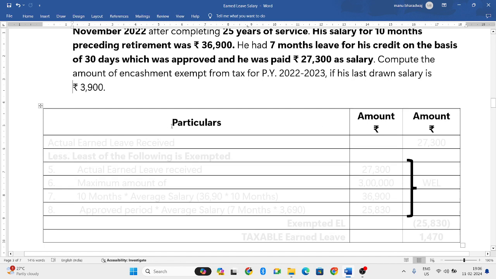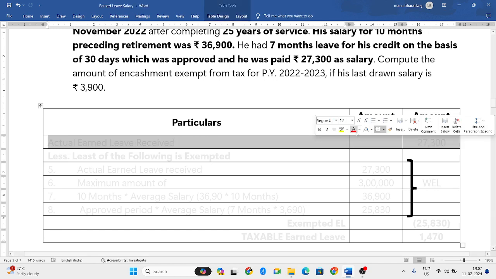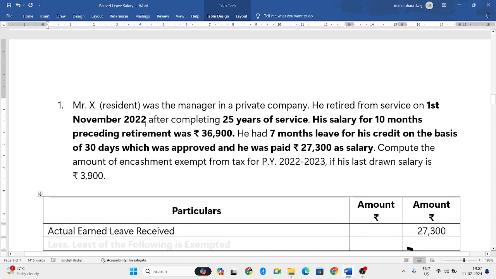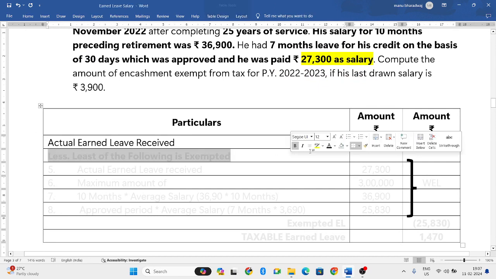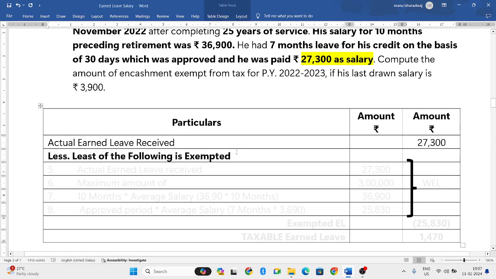Now let us try to solve the question. First, this is the format. First, we will write the actual earned leave received. So he has received 27,300 rupees as leave salary. That I am writing it here. Next, the least of the following is exempted.